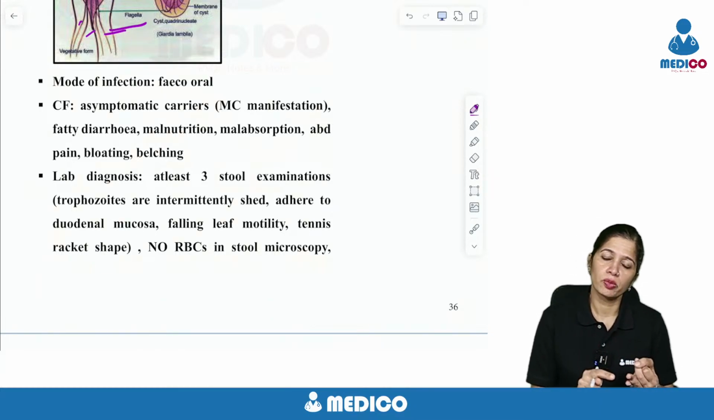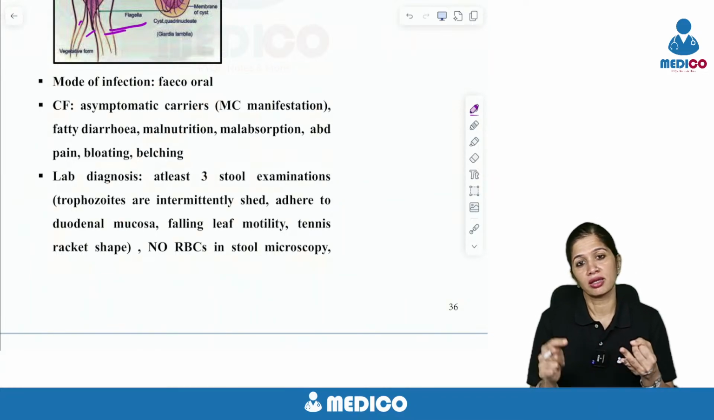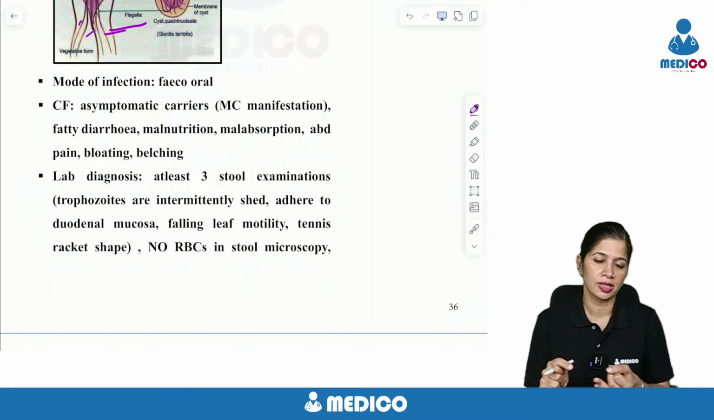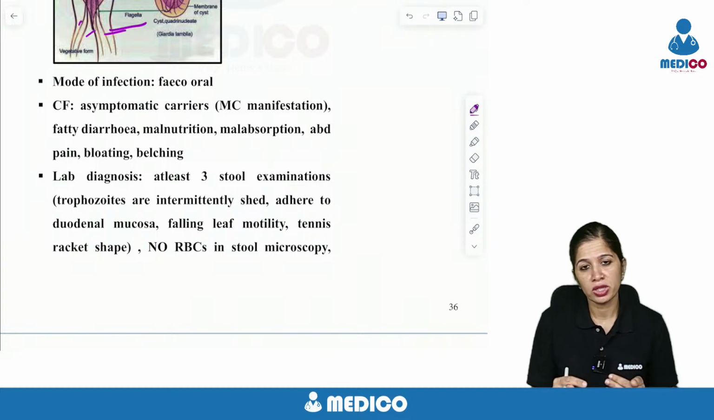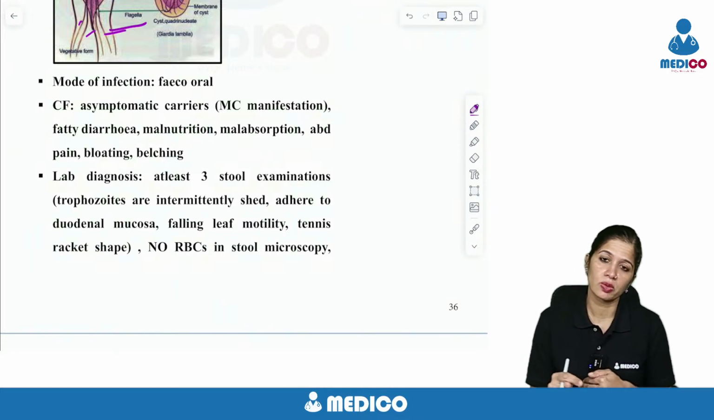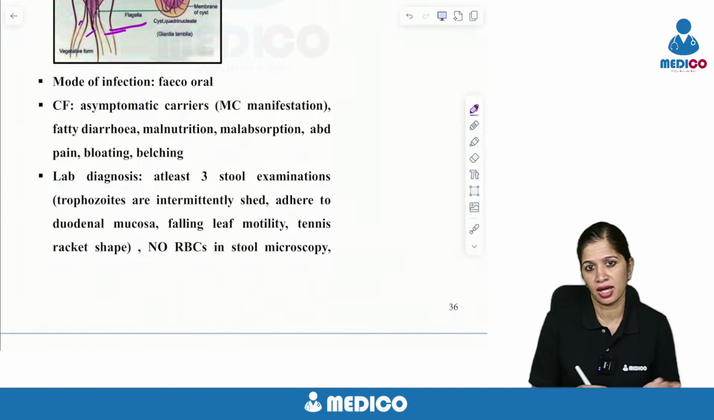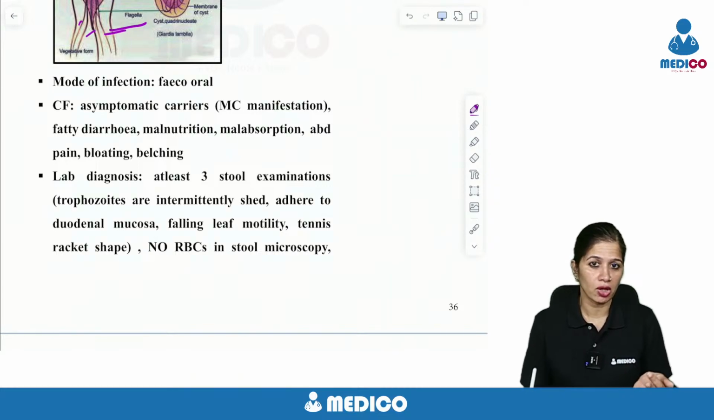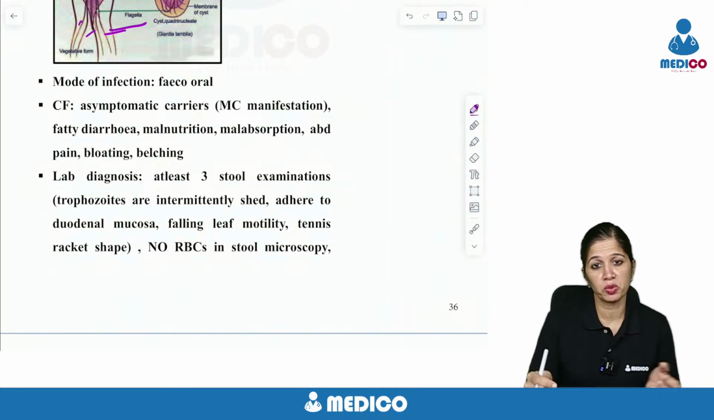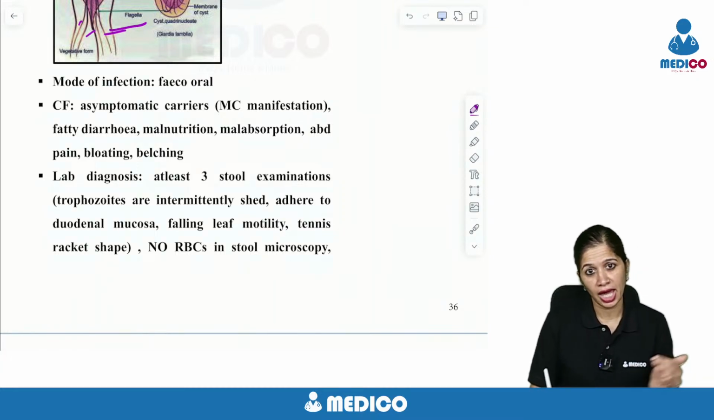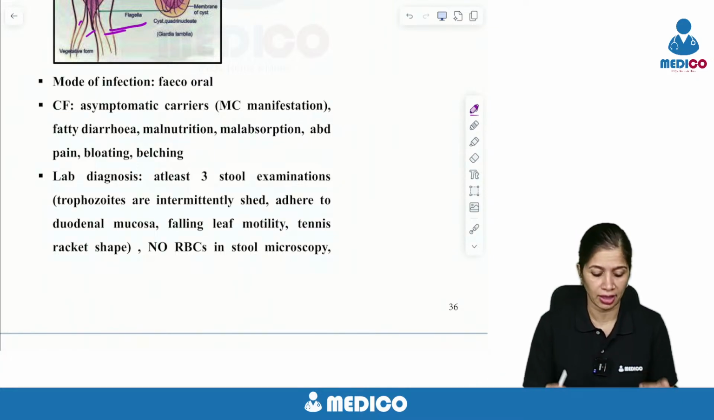The cysts are the ones that are commonly seen in carriers as well as in the patients. So either this question should have been that cysts are seen and the image should have shown a cyst, or this question should have been that trophozoites are seen and the image should support the trophozoites. Here both of them are mutually contradictory, but from that image what we are seeing is the trophozoite. So that is the reason why we're carrying this discussion forward in that line.